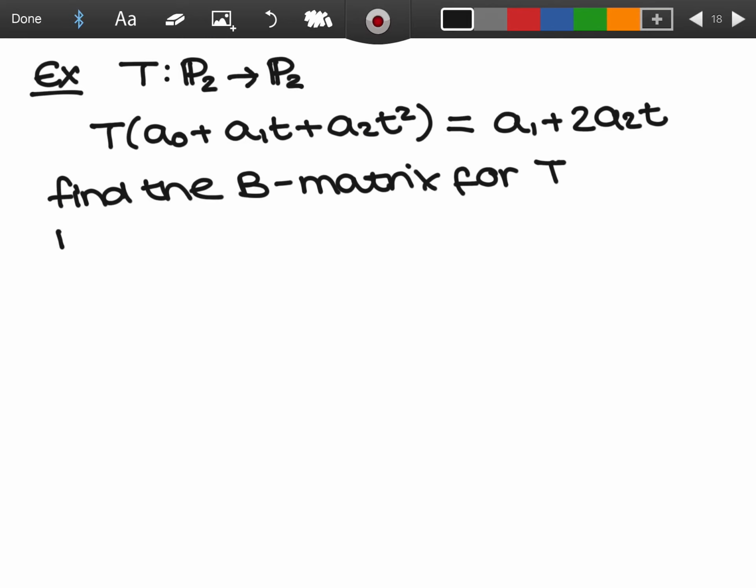And I'm going to make my basis B for P2 1, t, and t squared. Okay, so I'm actually going to use the standard basis for P2 here, but it will work whichever basis you used. So I want to find that B matrix.